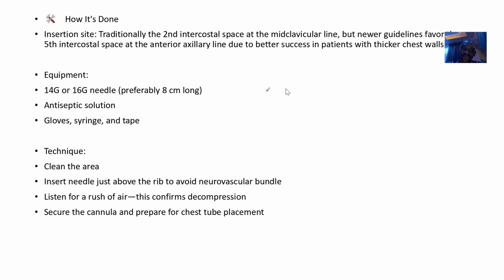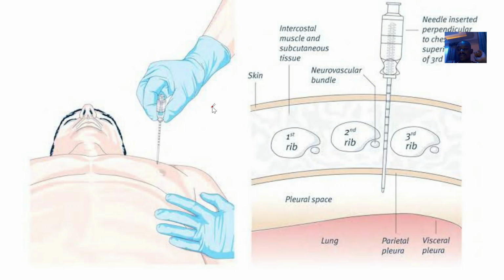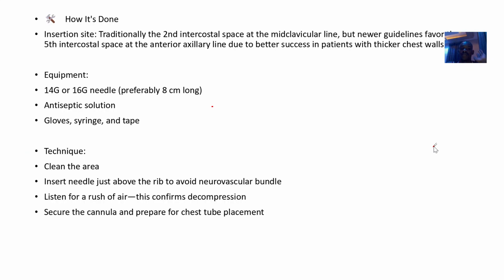So how is it done? Insertion is traditionally at the second intercostal space at the mid-clavicular line. Look at this. Second intercostal space. This is the first one. This is the second one. So this is the most practiced one. You understand? So newer guidelines favor the fifth intercostal space at the anterior axillary line due to better success.